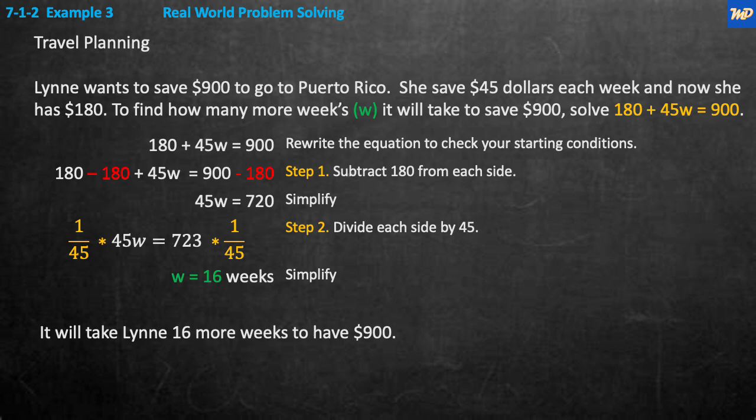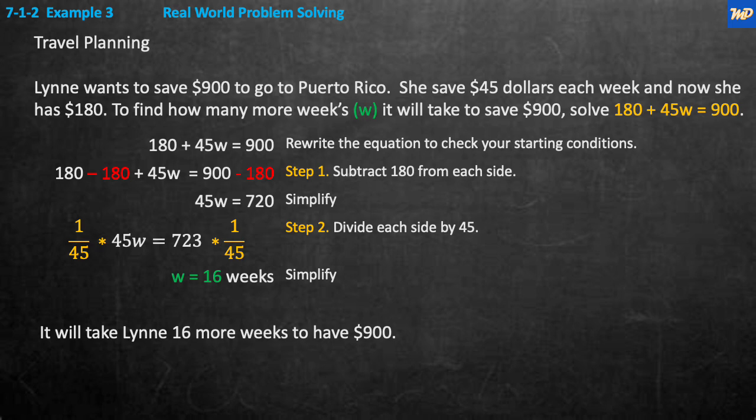Real world problem. Travel planning. Here we go. Lynn wants to save $900 to go to Puerto Rico. She saves $45 each week, and now she has $180. So there's an equation that'll solve this. We're going to find out what it takes to get $900. So the equation is, how many weeks does she have to save, and we're going to call the weeks W, will it take her to save $900?